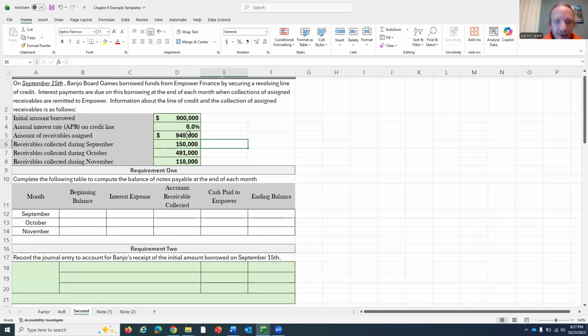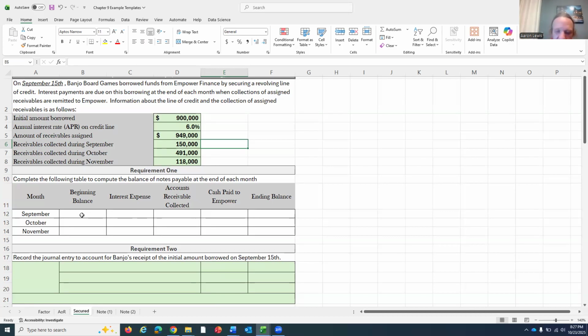So we have how much we are assigning to this other entity, how much money we're borrowing, the APR on the line of credit that we have, and we also have how much of these assigned receivables our company collected each month during a three-ish month time frame: $150,000 in September, $491,000 in October, and $118,000 in November. Well, we can do some math right now to figure out what our numbers are going to be.